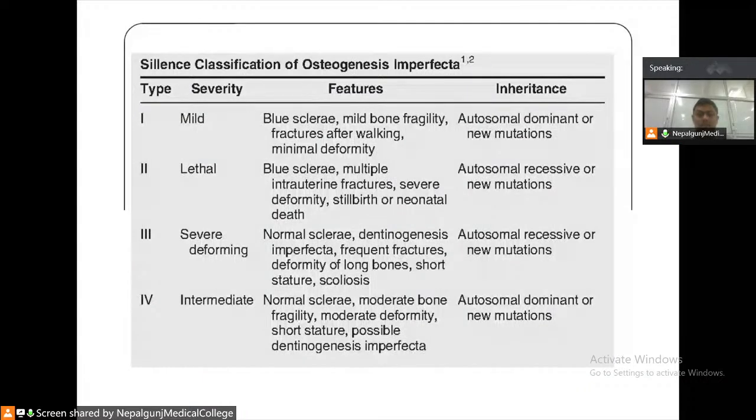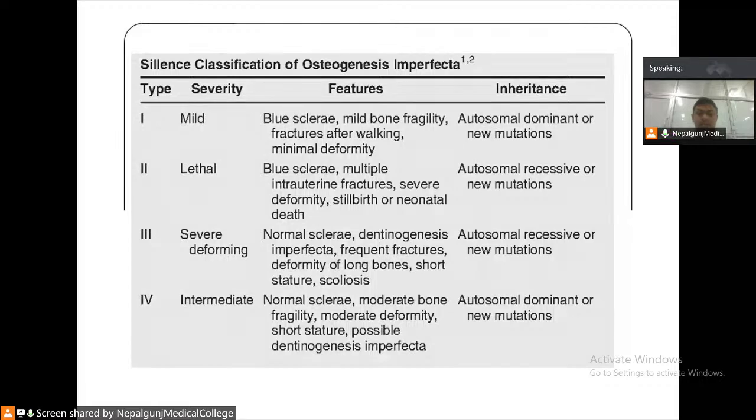So there can be a blue sclera. The child can have a blue sclera, multiple intrauterine fractures or severe deformity, and stillbirth or neonatal death can happen. The inheritance usually is the autosomal recessive form. The more severe the form of osteogenesis imperfecta, the inheritance changes from autosomal dominant into the autosomal recessive variety.